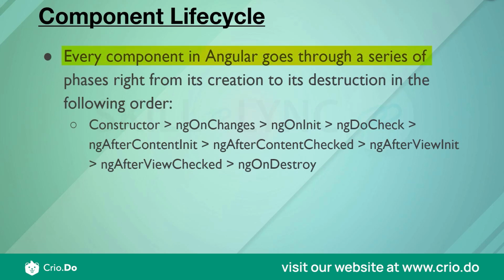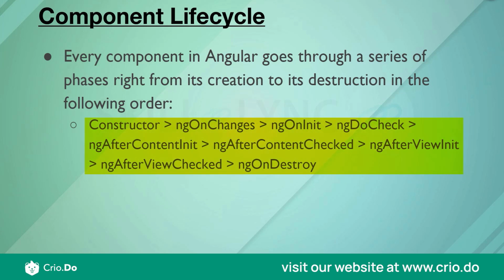So every component in Angular goes through a series of phases, right from its creation to its destruction, in the following order. First, the constructor is invoked, then ngOnChanges, then ngOnInit, ngDoCheck. Inside ngDoCheck, we have four things, which are ngAfterContentInit, ngAfterContentChecked, ngAfterViewInit, ngAfterViewChecked, and finally your ngOnDestroy. Don't worry, I know it will sound too intimidating on the first attempt, but we'll destructure all this and try to understand it in a very simple fashion.